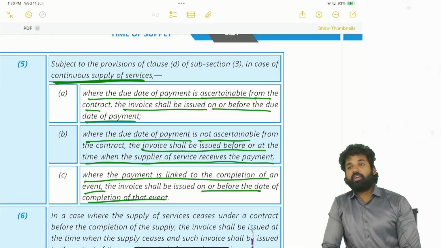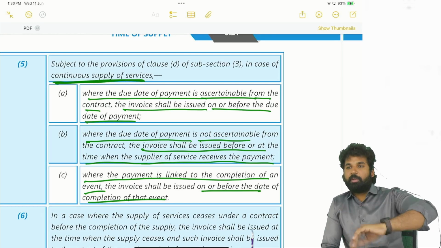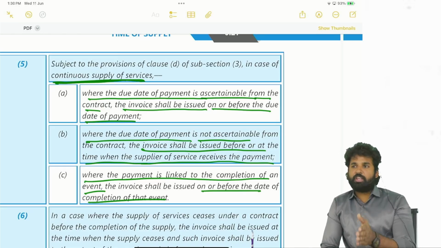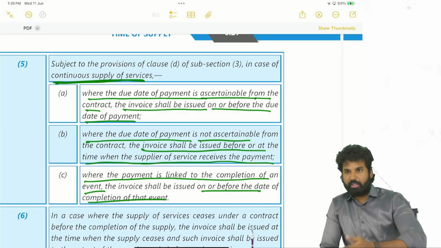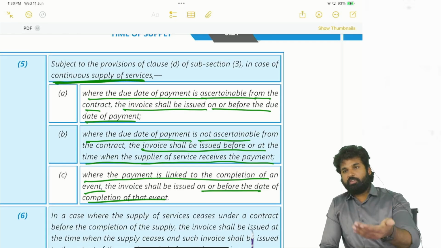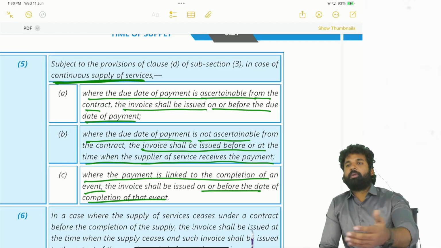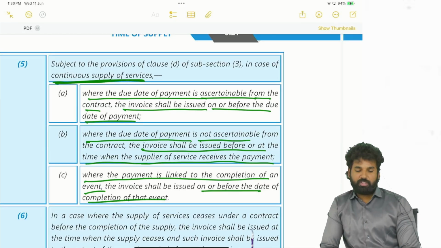In case of continuous supply of services, where there is continuous supply for a period of more than 3 months, that will be termed as a continuous supply of service. In such cases, the invoice shall be issued on or before the date of payment when the due date is ascertained. If the due date is not ascertained, on or before the date of payment when the payment is received by the supplier. If it is linked to a particular event, on or before the completion of such event, the invoice has to be issued.